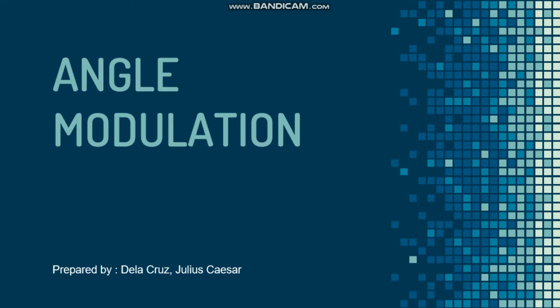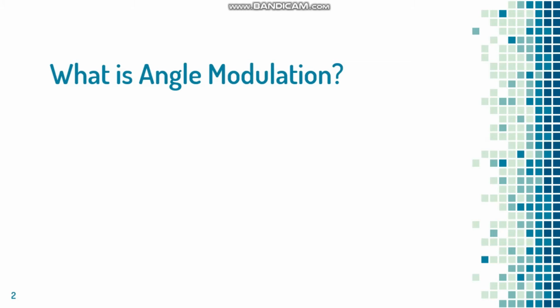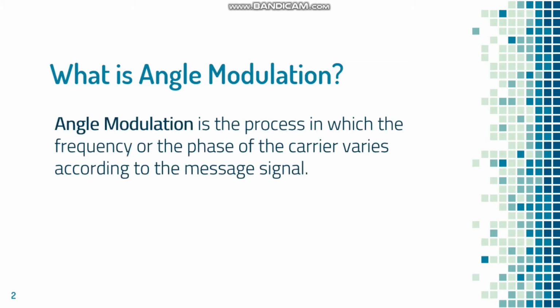So, anong pinagkaiba ng amplitude modulation sa angle modulation? Ano ba yung angle modulation? Angle modulation is the process in which the frequency or the phase of the carrier varies according to the message signal. So, ang main difference lang naman ng angle modulation sa amplitude modulation is instead na amplitude yung nagva-vary, tulad ng sa amplitude modulation. Dito naman, ang binabago is yung frequency or yung phase ng carrier.